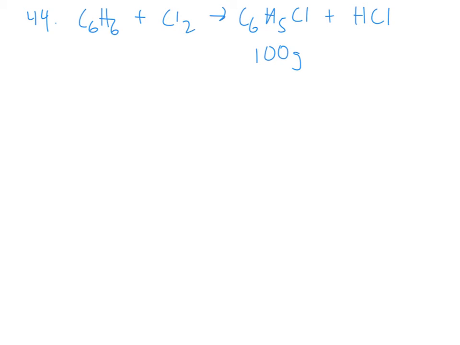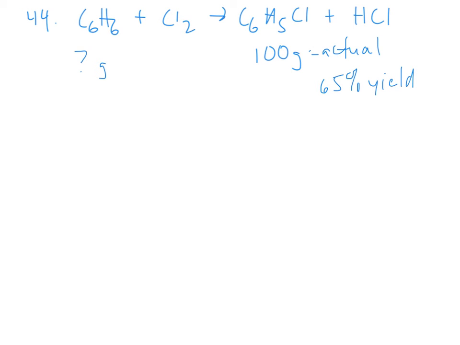So I'm going to go ahead and do 44 and finish off this section in this video. You're given 100 grams of chlorobenzene as the actual yield you need to come up with. And you're told you have a 65% yield. So what's the minimum amount of benzene you should be using?